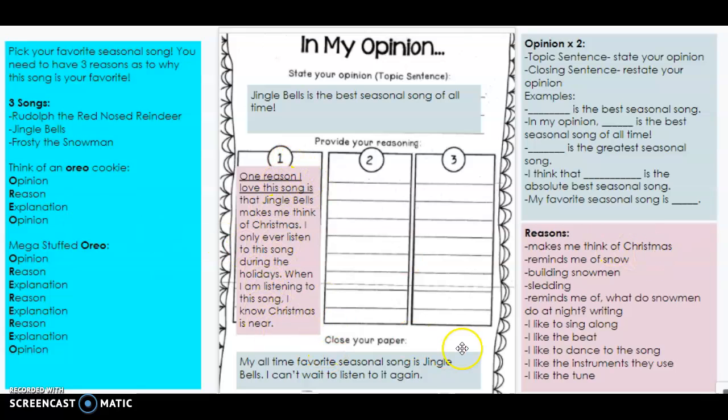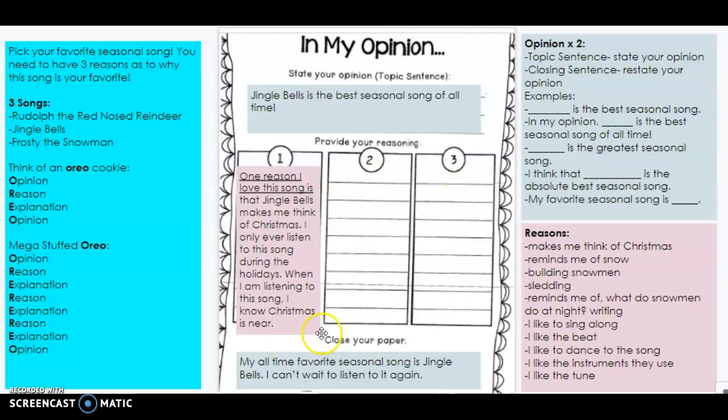One reason I love this song is, I could say that I love this song because, I could put that here. This is where we have our becauses. Remember, no becauses in the beginning, no becauses in the end. The becauses all go in the middle because we're explaining why we love this song. So there's my first reason and explanation of one reason why I love Jingle Bells.